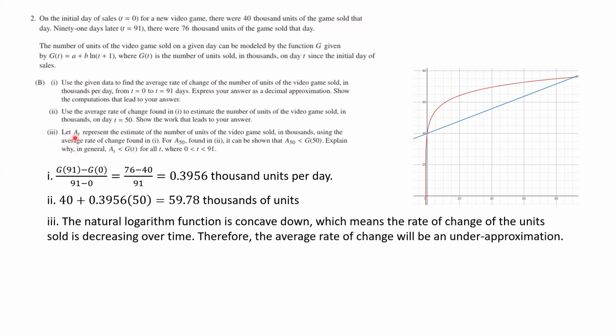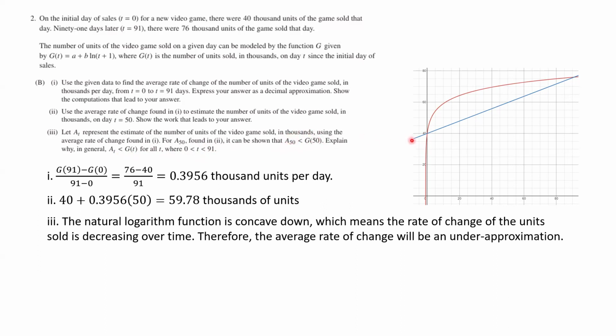Okay, so part 3, this part is very conceptual. Well, I think it is. If you get the concept of concavity, then you've got it down. So this says let A of t represent the estimate of the number of units of the video game sold, in thousands, using the average rate of change found in part 1. For A of 50 found in part 2, it can be shown that A of 50 is less than G of 50. Explain why, in general, A of t is less than G of t for all t between 0 and 91. So basically, this is the estimate, and G is the actual. The estimate is always under.